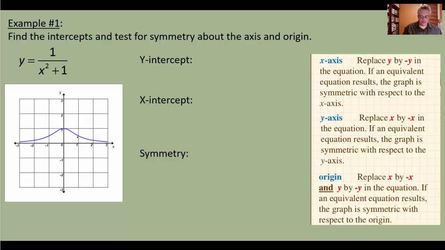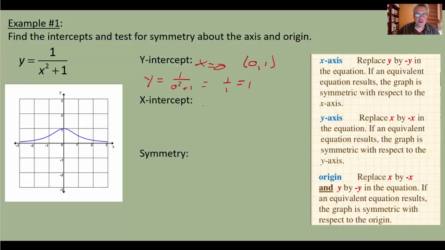To find the y-intercept, remember that we set x equal to 0. So when we put 0 into this equation, we get y equals 1 over 0 squared plus 1, which is 1 over 1, which is 1. So the y-intercept is (0, 1), like we said. It's right there. Show that algebraically though, or at least explain that algebraically.